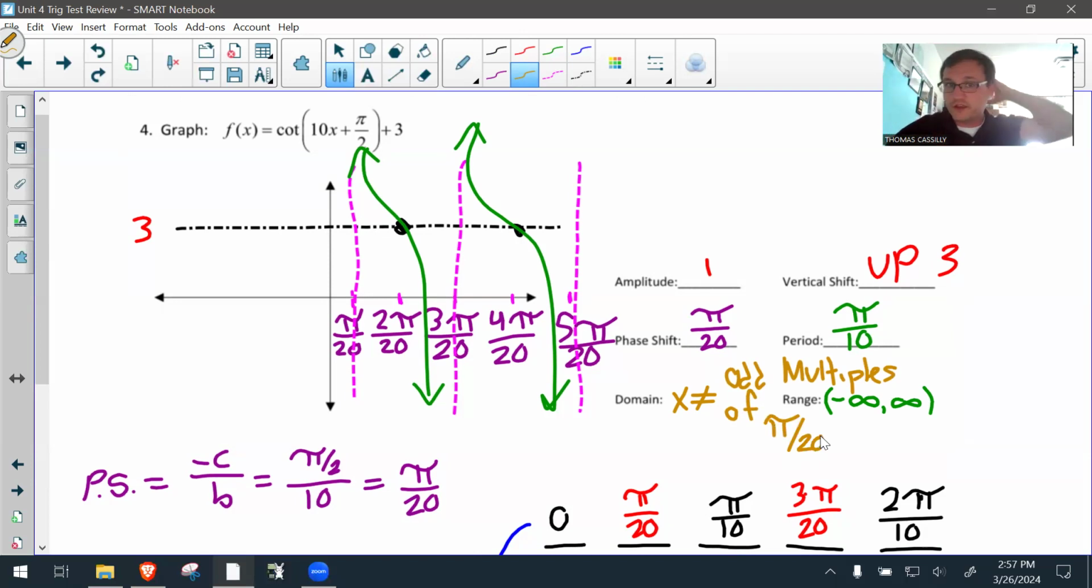All right, so if you think like 2 pi over 20, that's an even number. That's fine. We have a point there. It's just the vertical asymptotes that are not allowed to be in our domain there. All right, and there's our cotangent.